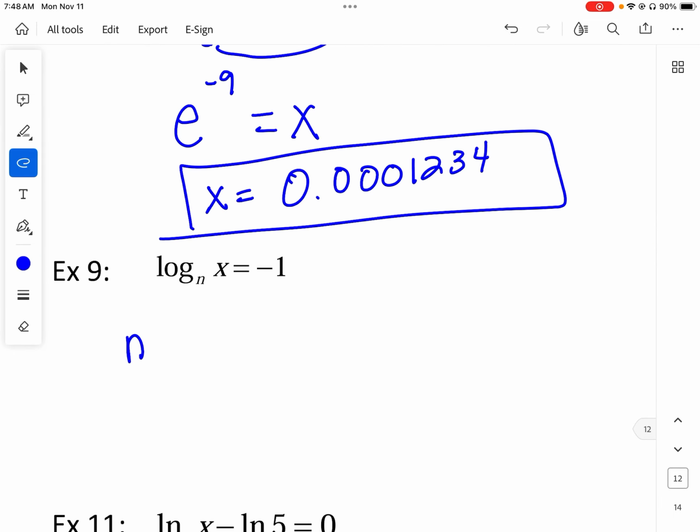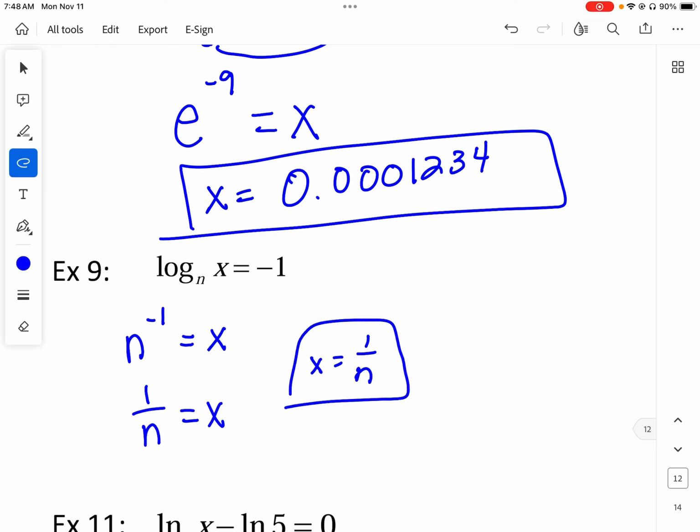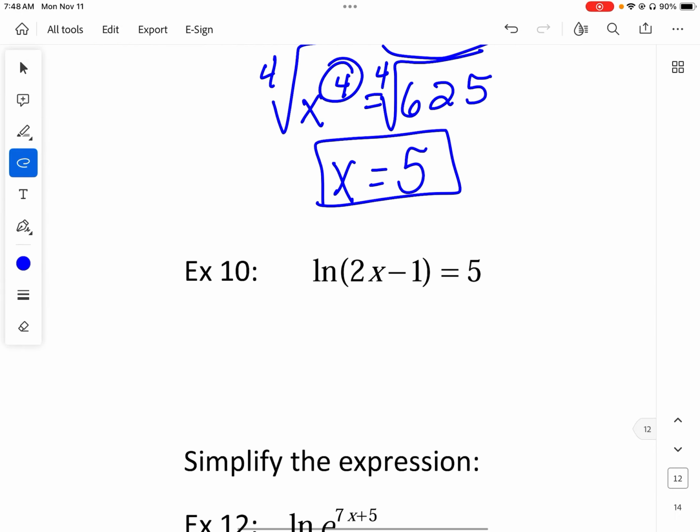So we would do n to the negative 1 equals x. Simplify that because we don't want any negative exponents. So 1 over n equals x. x equals 1 over n to write it properly. Okay, let's go to the next one.